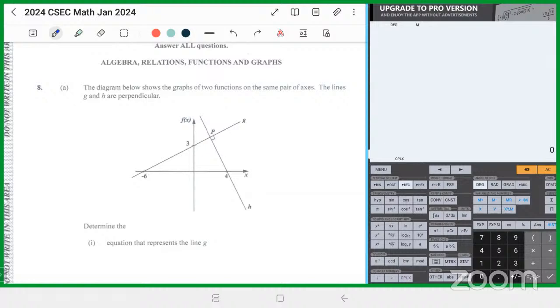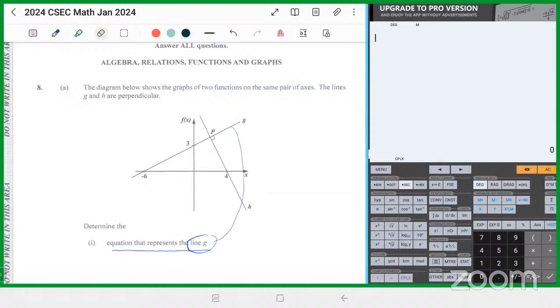So that's the first thing, they are perpendicular, and so they have negative reciprocal gradients. And that is shown by this symbol right here at the P. P is the point of intersection. So this one is the G, this one is the H. So that's what they want us to do. First thing wants us to determine the equation of line G, which is this one.